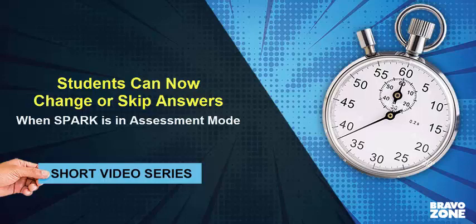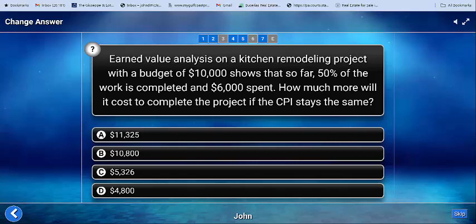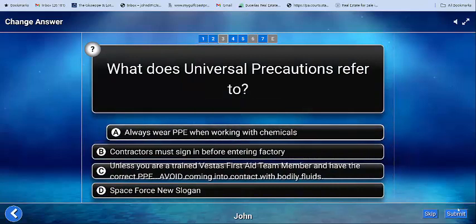In Spark, you have the ability to allow students, when played in assessment mode, to change or skip answers. You'll notice here at the top of the question, we have numbers. The blue indicates questions that have been answered. The gray indicates answers that have been skipped or need to be answered. The end user can just simply click on the gray, answer that, submit, and change your answer.